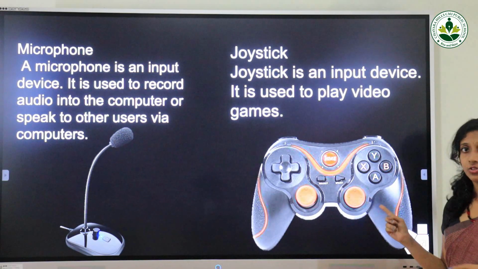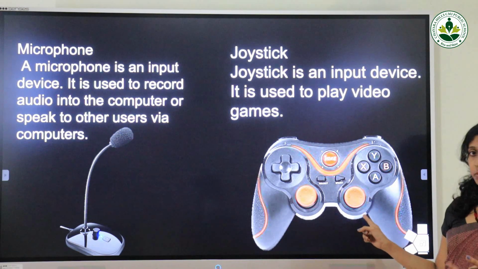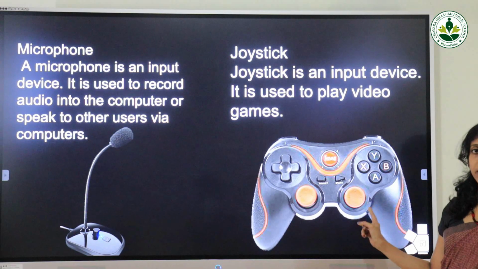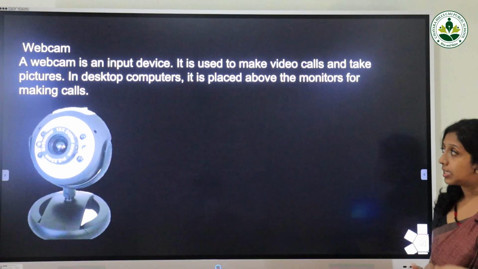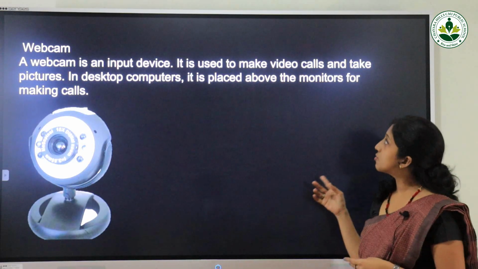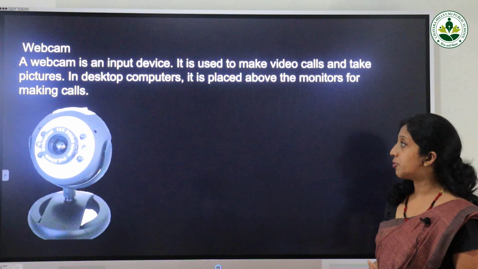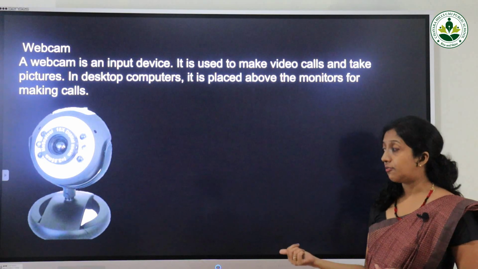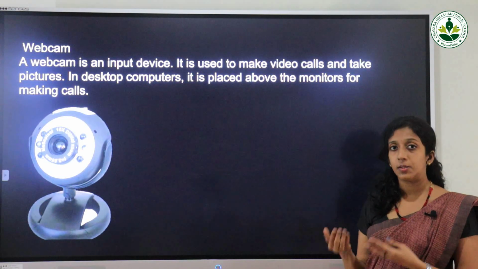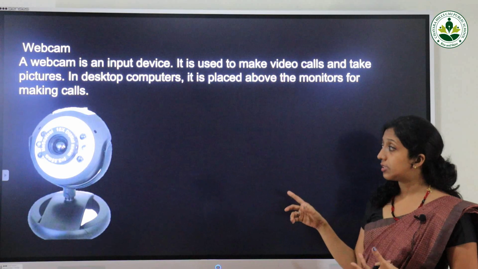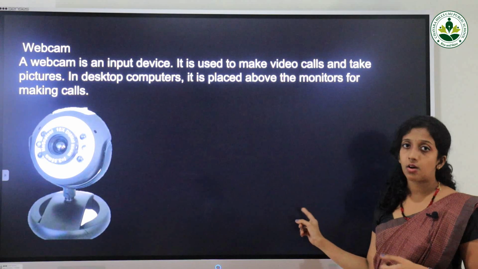The next input device is a joystick. A joystick is an input device used to play video games. You might have seen this input device. Next is a webcam. It is also an input device and it is used to make video calls and take pictures. We need a webcam in our computers to see other people. In a desktop, the webcam is placed above the monitor to make calls or during online interactions.